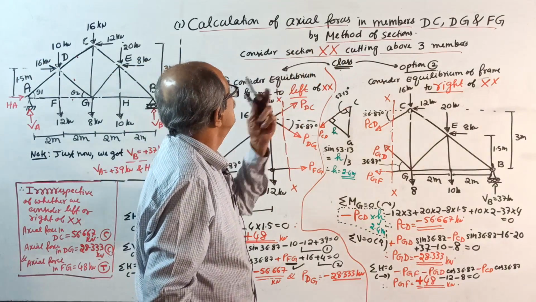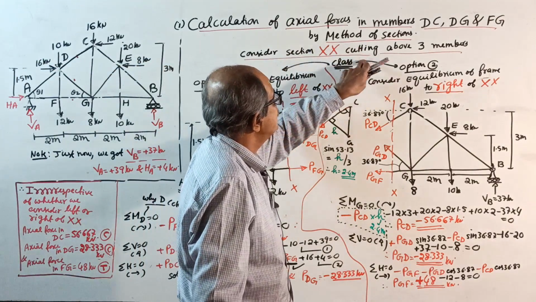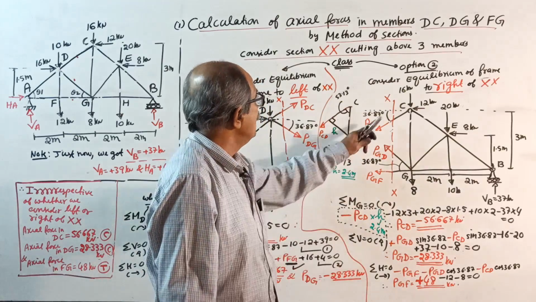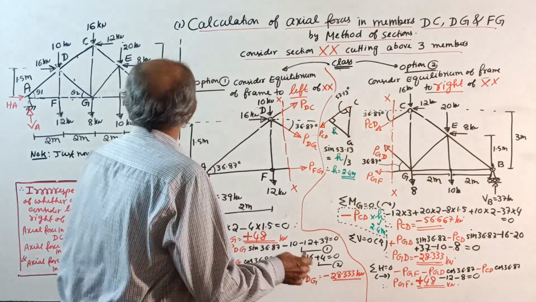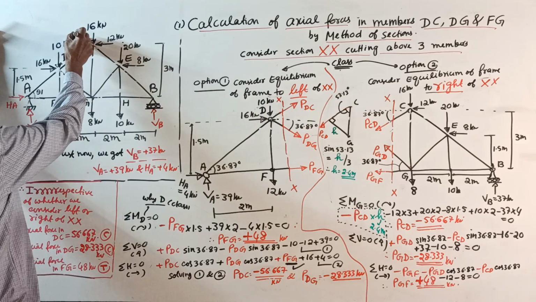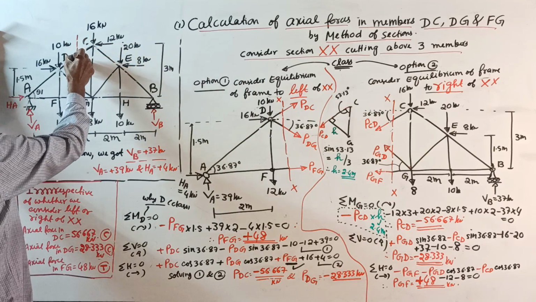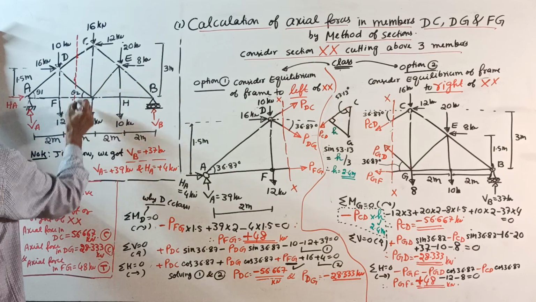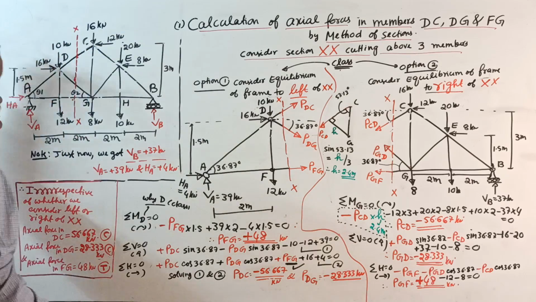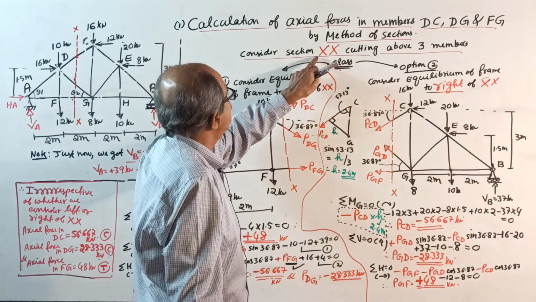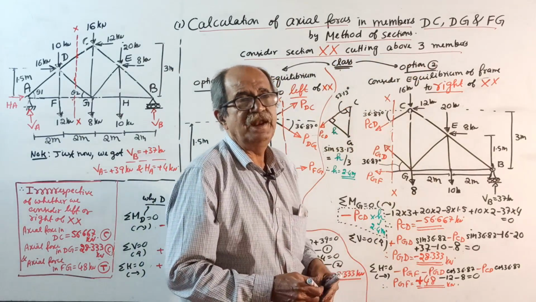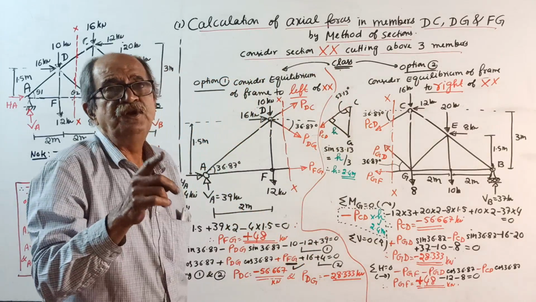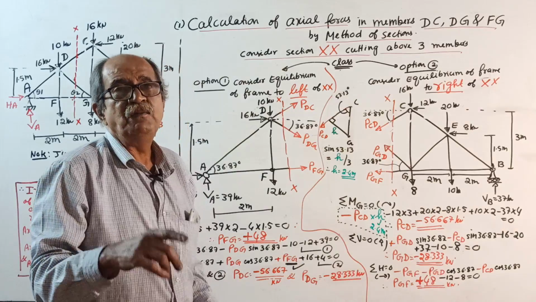Method of sections. Consider section XX cutting above three members. This time I am going for both the options, so I will cut somewhere in between. See, show a section XX, this way. Cut. Consider section XX cutting above three members. Now, class, I am going to dictate, you write up to here.